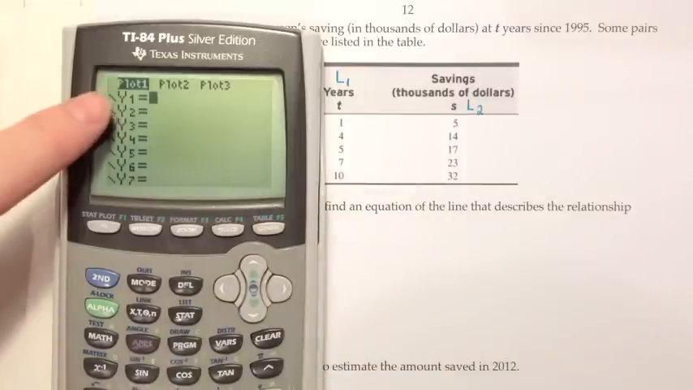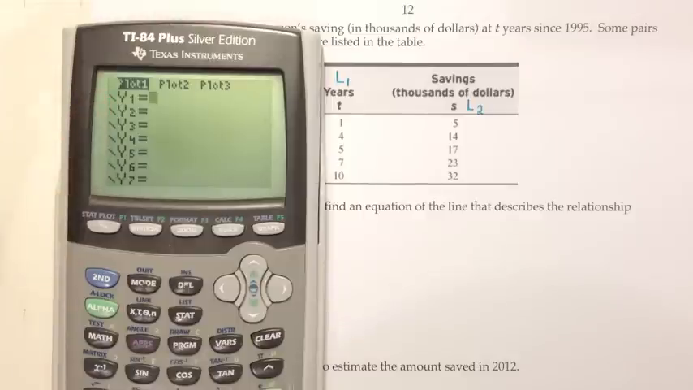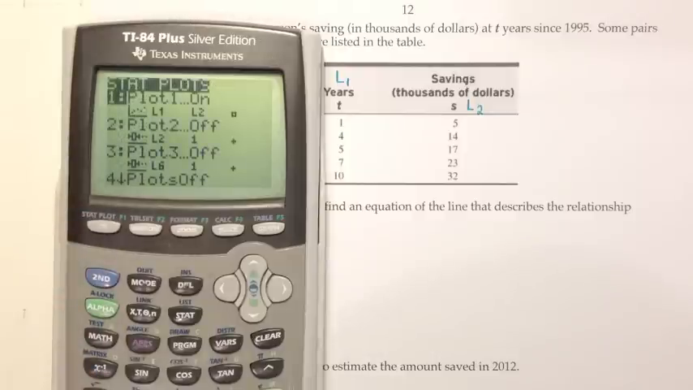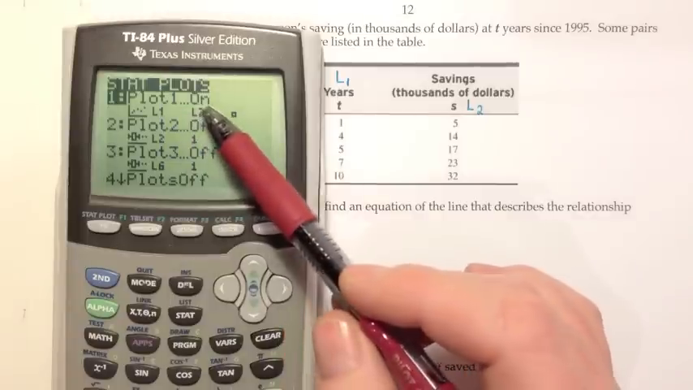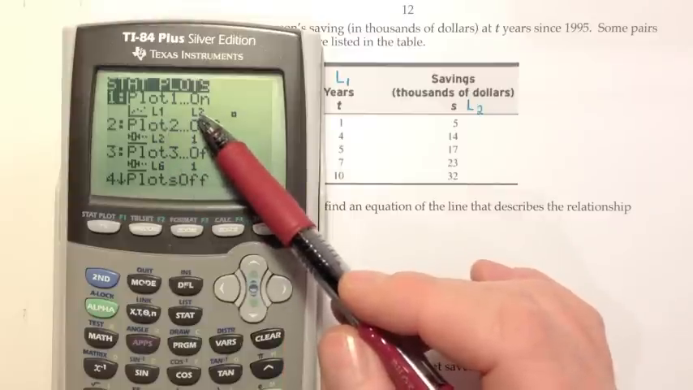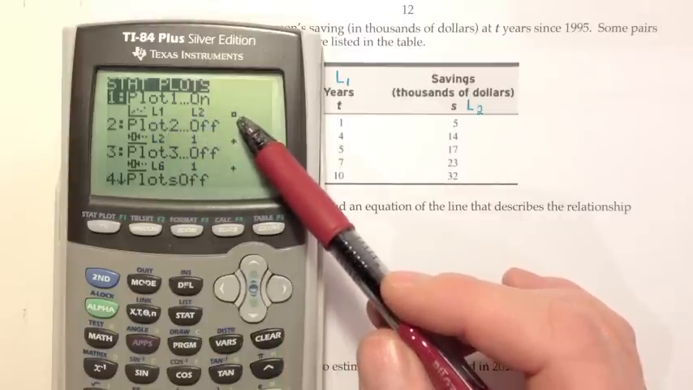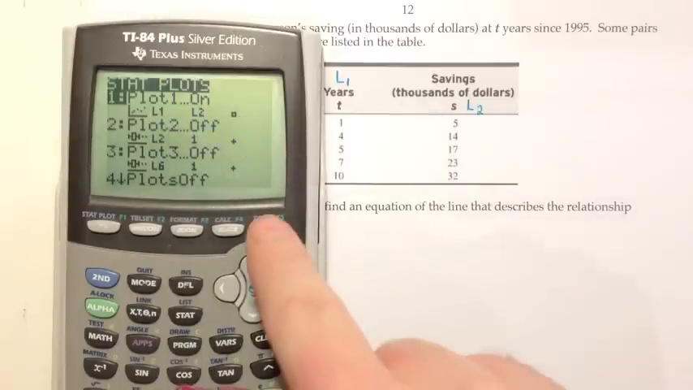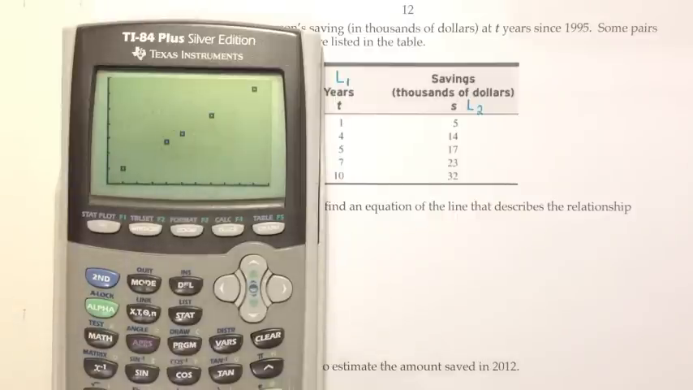Plot 1 should always be set up to do a scatter, but I'm just going to look real quick and make sure. It says stat plot right there. It's in blue, so I'll hit second and stat plot, and let's see the details on plot 1. Plot 1 is turned on. It's a scatter plot, and the x's are in L1, the y's are in L2, and it's going to draw squares for each point. That's perfect. So if I hit graph, I should see a picture.